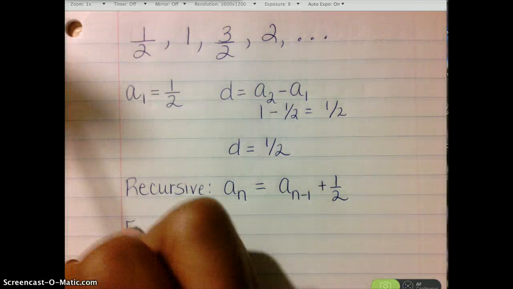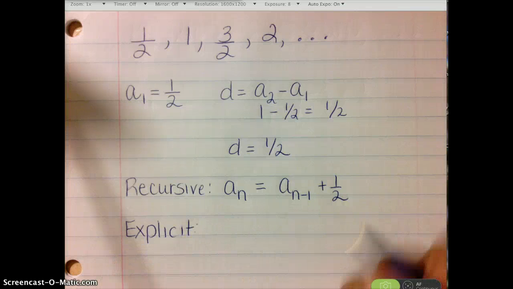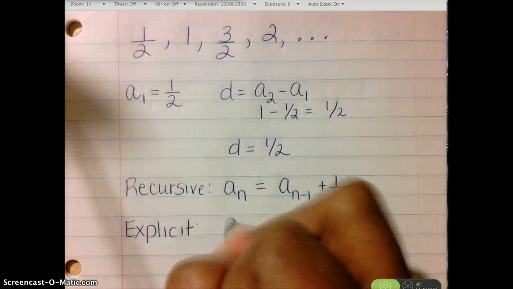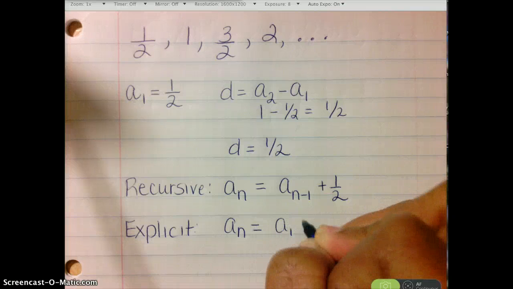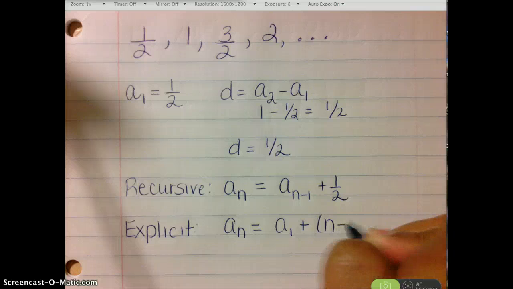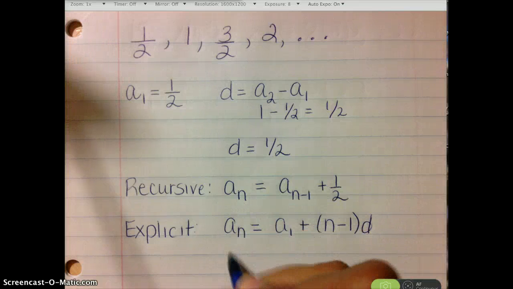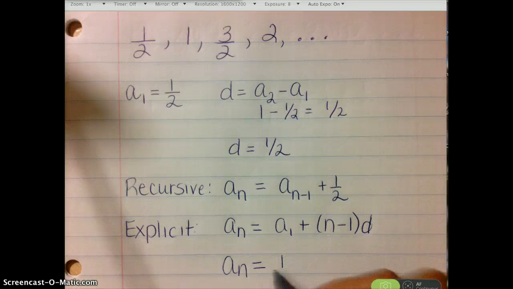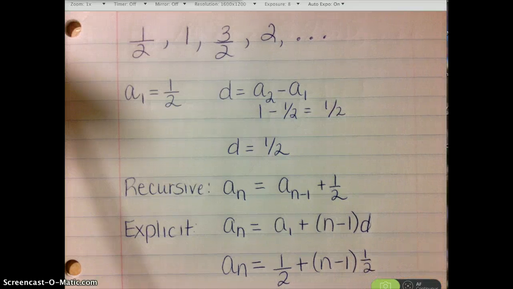For your explicit, we're going to start with the general form, which is a sub n, the current term, equals the first term plus the term number minus 1 times the common difference. So a sub n is equal to the first term, which is 1/2, plus n minus 1 times the common difference, which is 1/2.